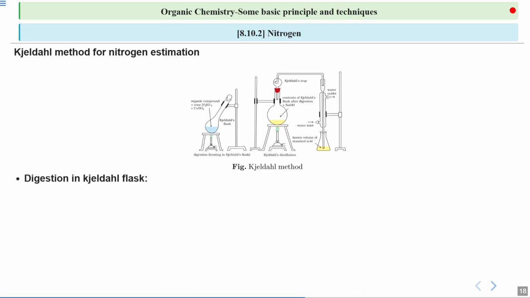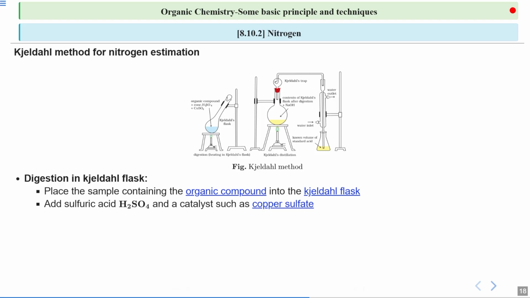Let us break down the first main step, digestion in the Kjeldahl flask. This is where we start the chemical process to convert nitrogen in our organic sample into a measurable form. Pay attention to the sequence of actions involved. First, we place our sample, which contains the organic compound we want to analyze, into the Kjeldahl flask. It is important to use a clean, dry flask and accurately weigh the sample for precise results. Then we add concentrated sulfuric acid, H2SO4, along with a catalyst like copper sulfate. The acid helps break down the organic compound while the catalyst speeds up the reaction.